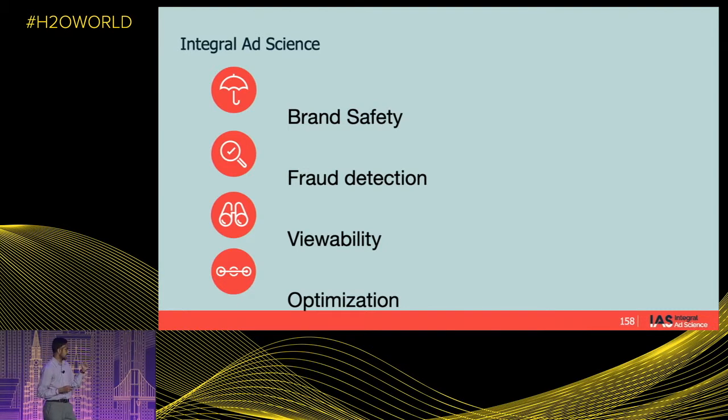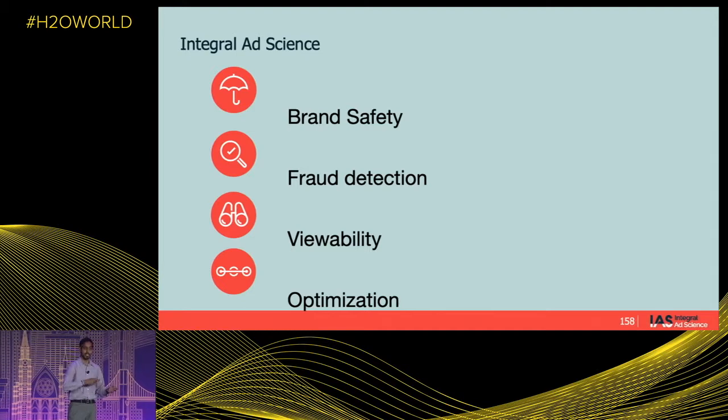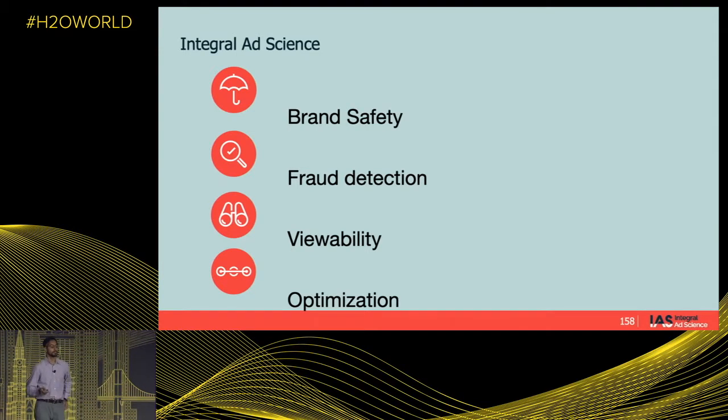Fraud detection is another big one. If you're paying for your advertisement to be shown, you want to make sure it's shown to a typical normal user. You don't want to show it to a robot or to somebody that's been paid to look at advertisements over and over again. You want it to be something that could be impactful.